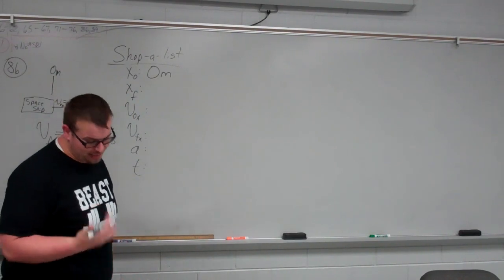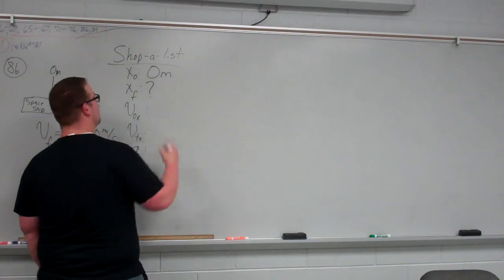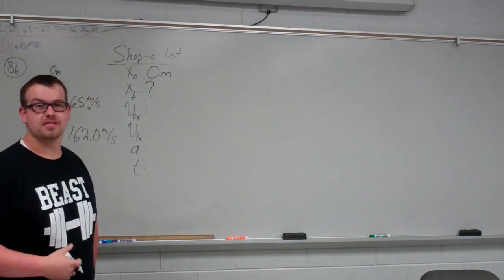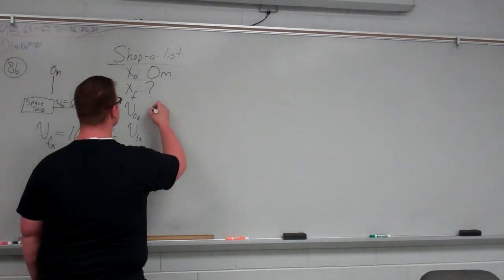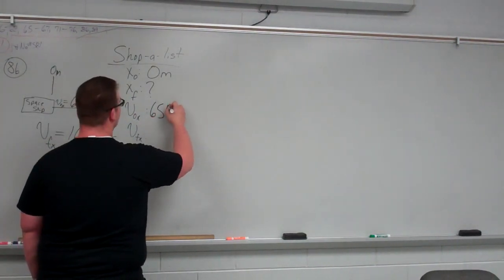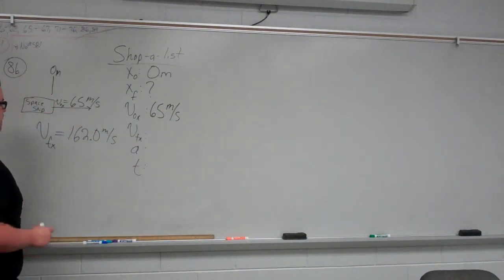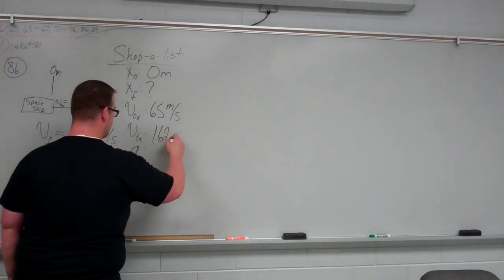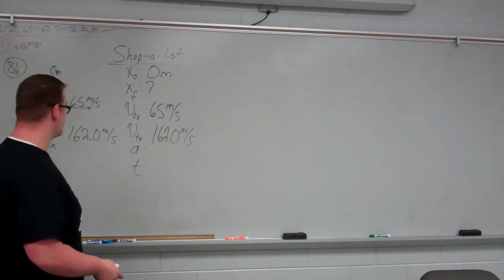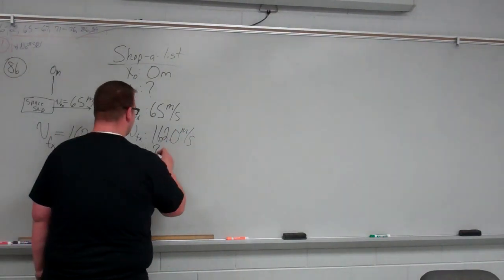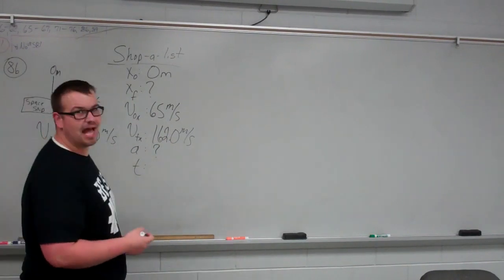But now, do I know a final position? I do not know a final position, because the problem does not tell me any more information for me to know a final position. Do I know an initial velocity? Yes, it gave me my initial velocity to be 65 meters per second. Then I have a final velocity, which is 162.0 meters per second. An acceleration, do I have it? No, but I'm trying to find it. And then I have time. Do I have time? I do.